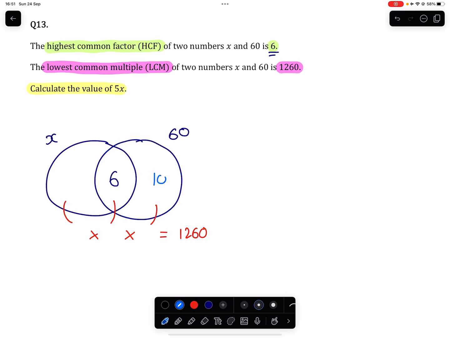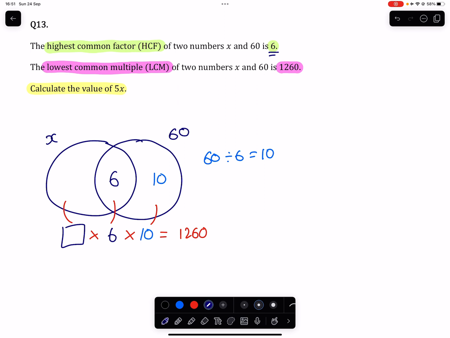Now, from having 6 in this part of the 60 circle, you can do 60 divided by 6 in order to figure out what is left over, which is 10. So 60 divided by 6 here will equal 10. Now, we have a 10 here, we have a 6 here, and we have something that we do not know, but can figure out in two different ways.